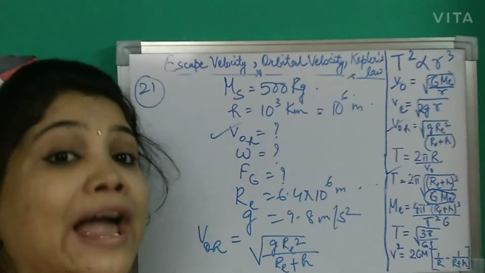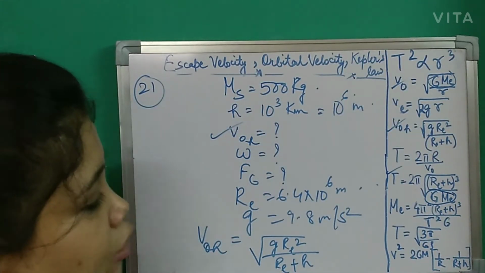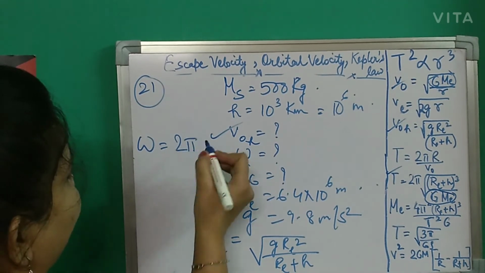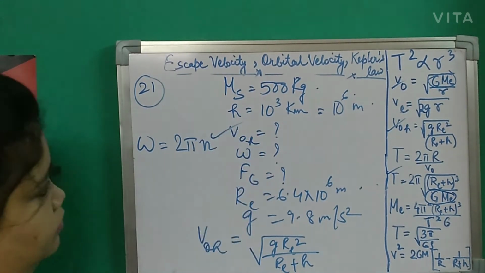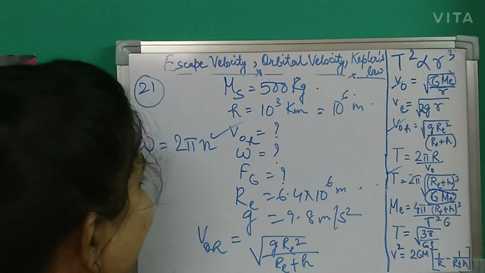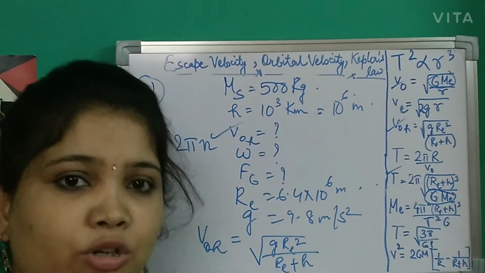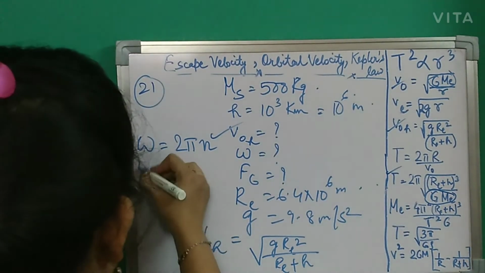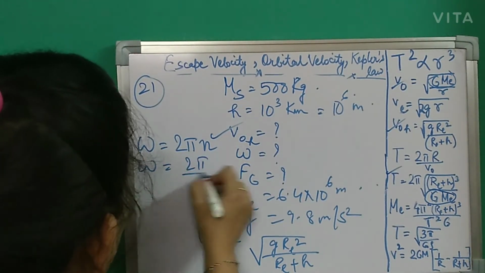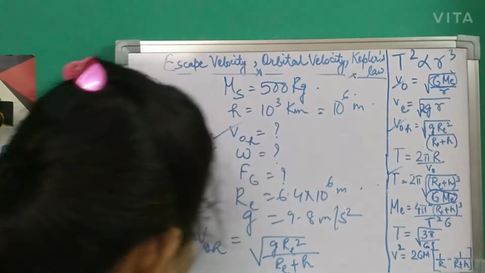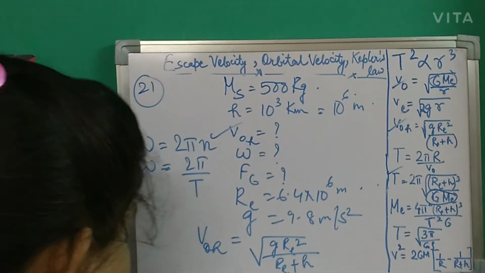Now coming to angular velocity. What is the formula of angular velocity? Omega is nothing but 2 pi n. And what is this n? It is nothing but 1 by T. n means the frequency. And omega we can write as 2 pi by T. Now what have they asked? They have asked the angular velocity of the satellite.